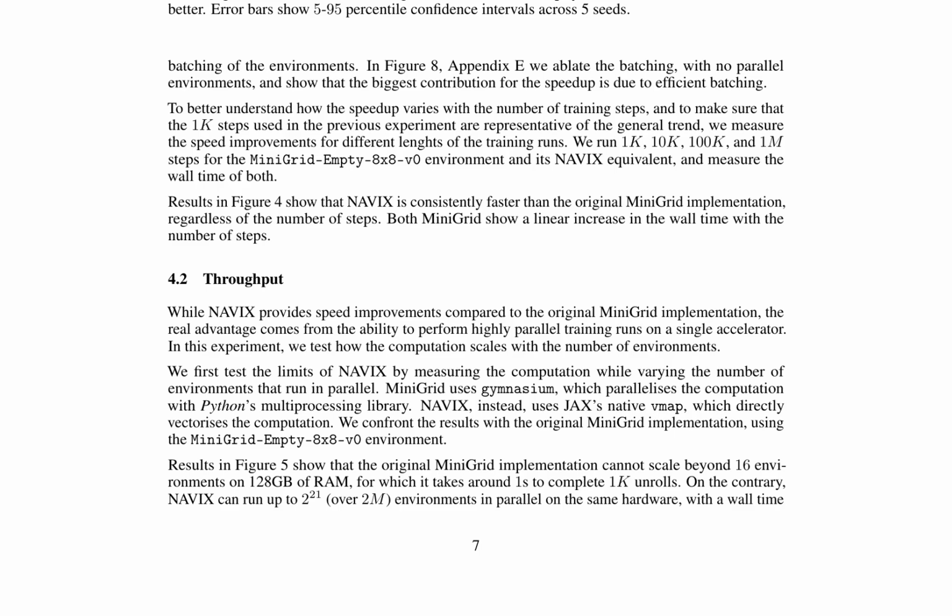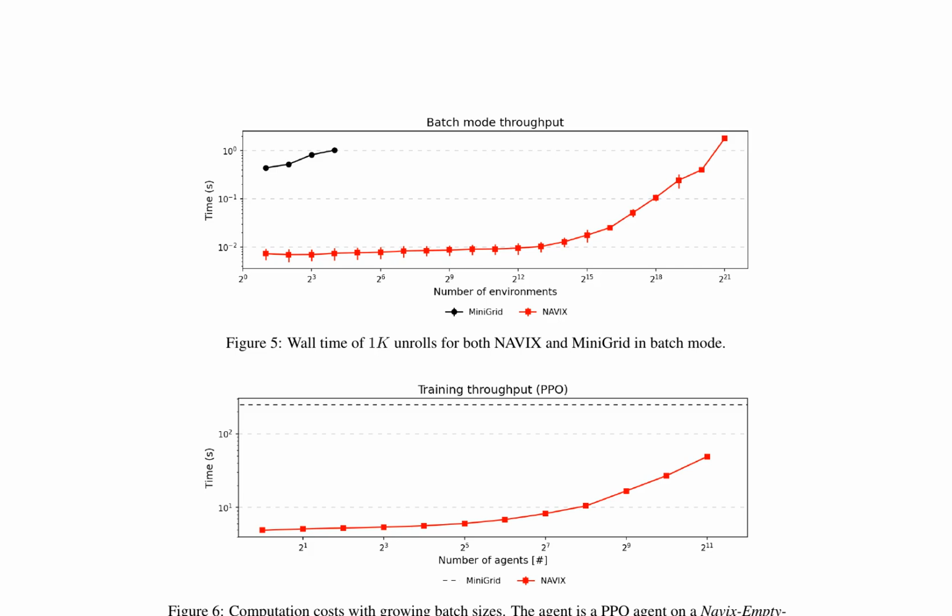The authors then examine the throughput of NAVIX by measuring the computation time while varying the number of environments running in parallel. NAVIX utilizes JAX's native VMAP, which directly vectorizes the computation, allowing it to scale up to 2^21 environments in parallel, whereas the original MiniGrid implementation is limited to 16 environments due to memory constraints, figure 5. This results in a throughput over 10^5 times higher than the original implementation.